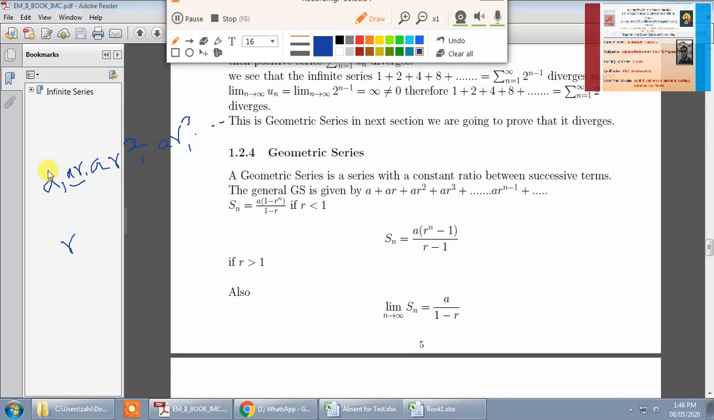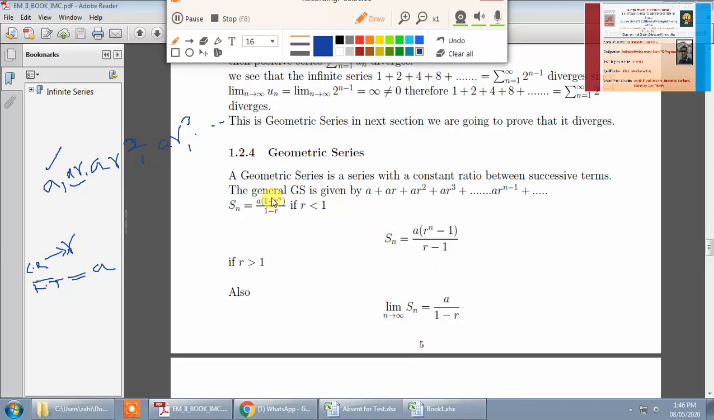So the first term of this geometric progression is a, and the common ratio is r. This is called the common ratio, CR, and the first term, FT, is equal to a.